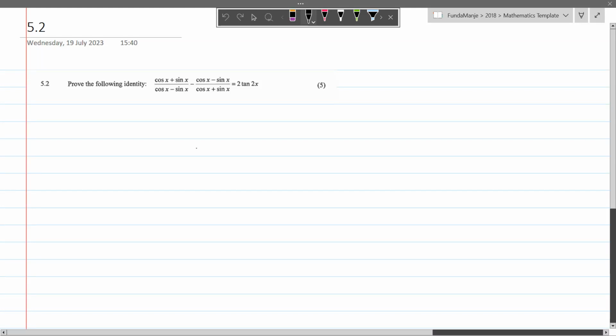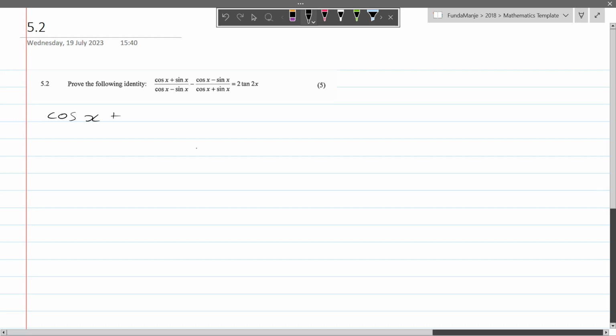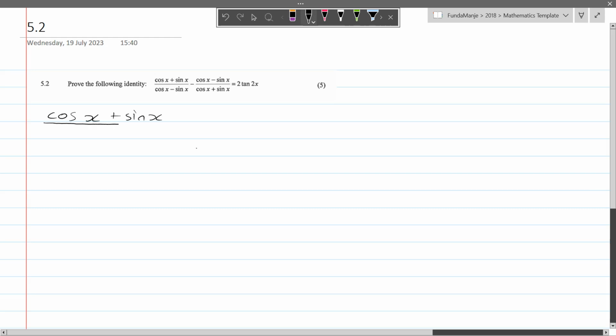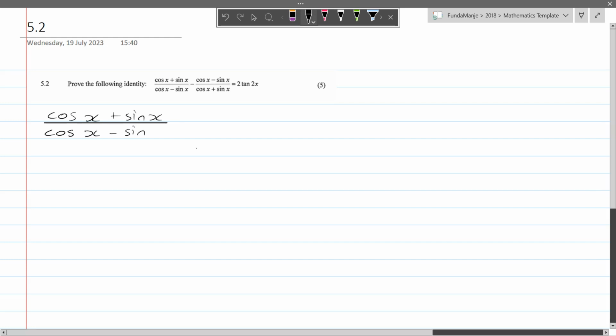So 5.2 wants us to prove the following identity. We can start by just copying it down. Identities aren't something that you can magically get good at. They are a process of trial and error. Although it's not completely like gambling, there is some degree of luck to it depending on which identities you use.